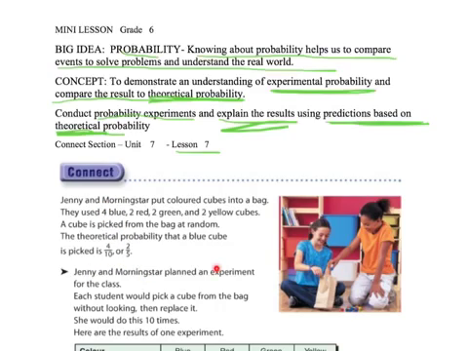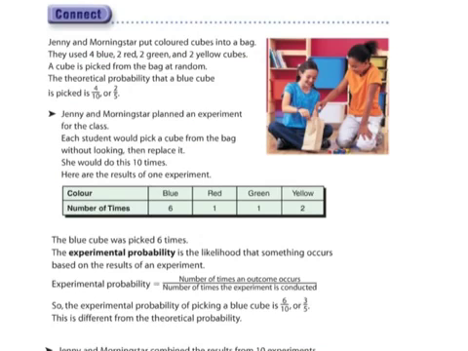Jenny and Morningstar plan an experiment for their class. Each student would pick a cube from the bag without looking, then replace it and pick another one. So important to put that cube back in so it doesn't make our possible outcomes fewer each time. She would do this 10 times.